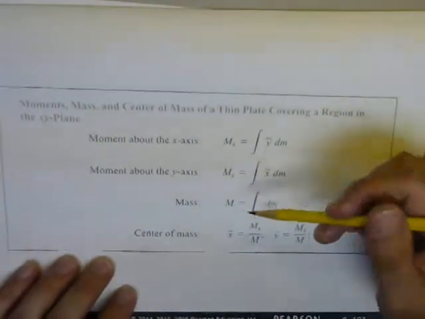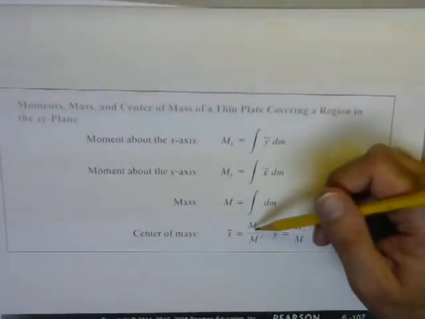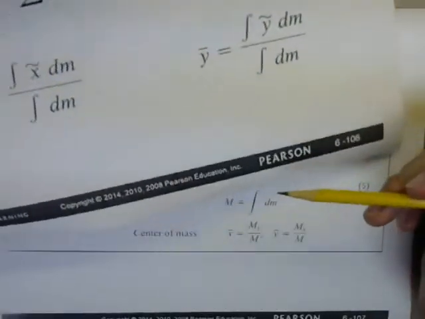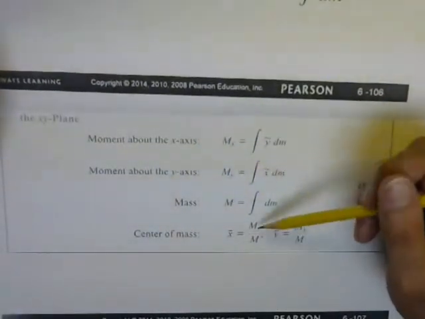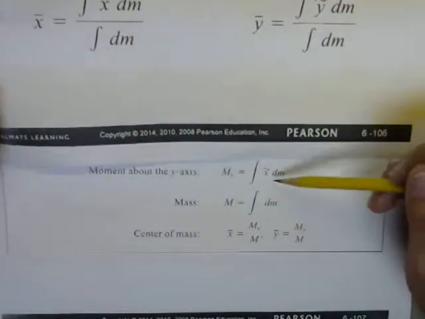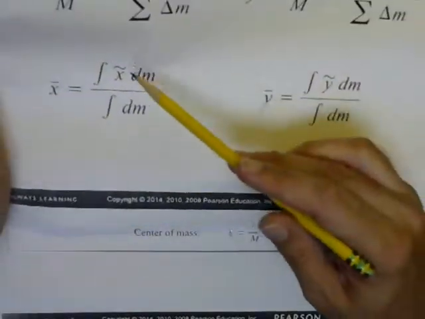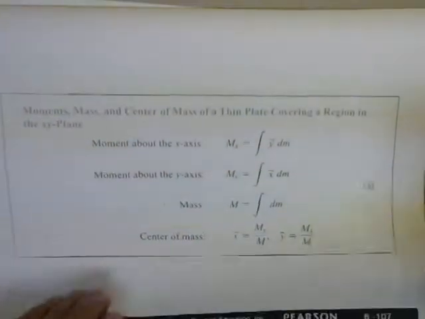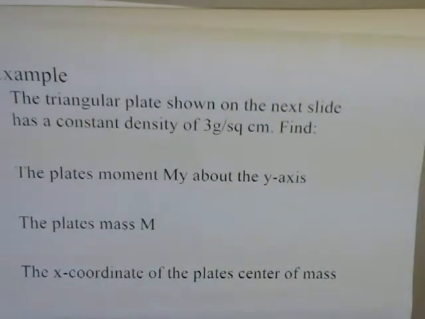the entire plate. So again, the center of mass in the x direction is m sub y, and the center of mass in the y direction is m sub x, right? Basically just these two things that I had in the previous slide. So let's look at a particular example.